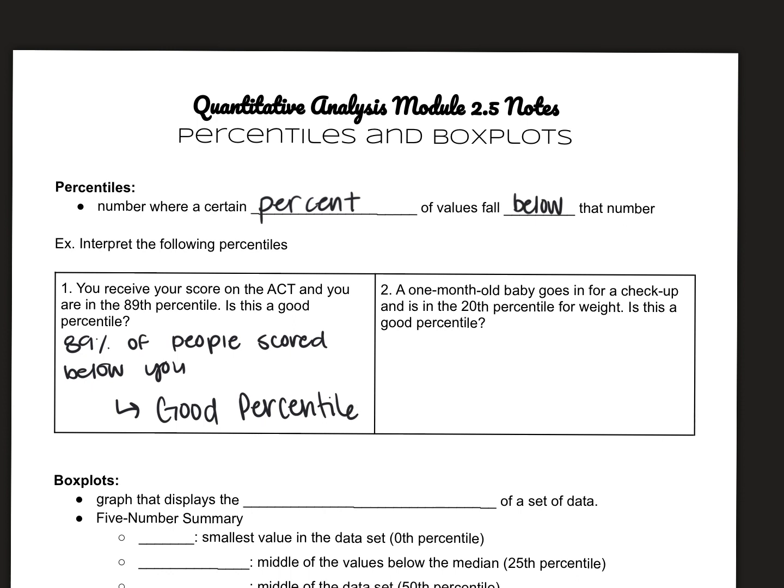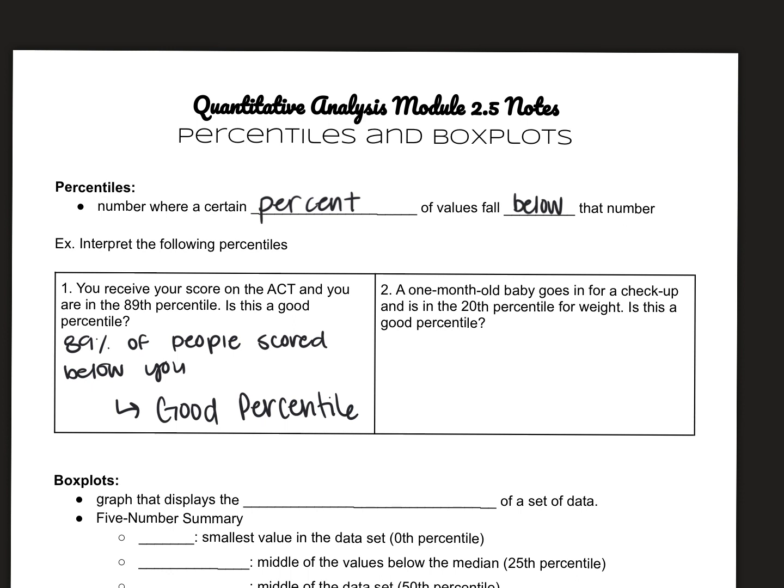It's not always a good thing to be in the high percentile though. So like if you're an adult and you go to the doctor and they say you're in the 90th percentile for cholesterol, as an adult, that's bad. It means 90% of people have a cholesterol level lower than yours. So just because you have a high percentile doesn't automatically mean it's a good thing.